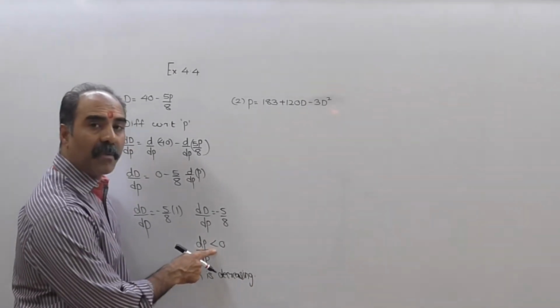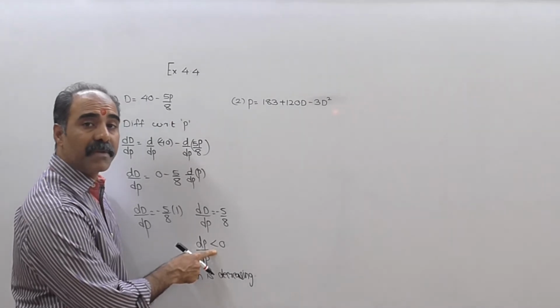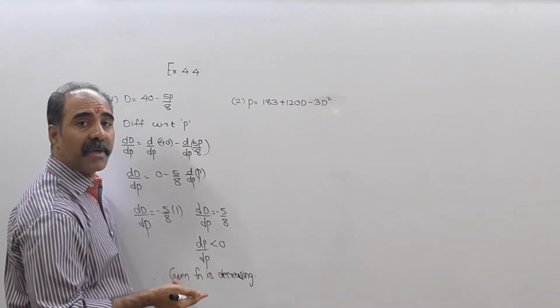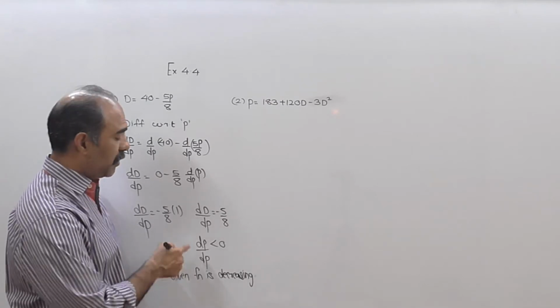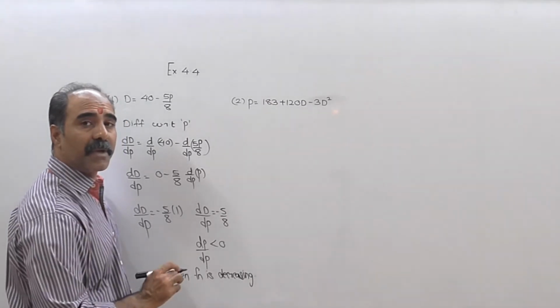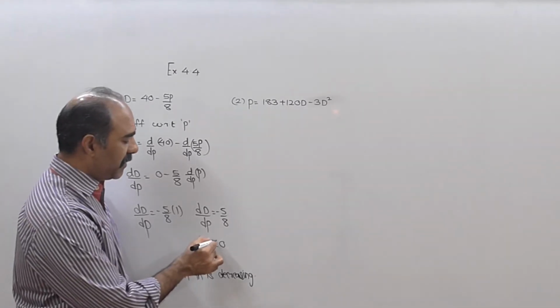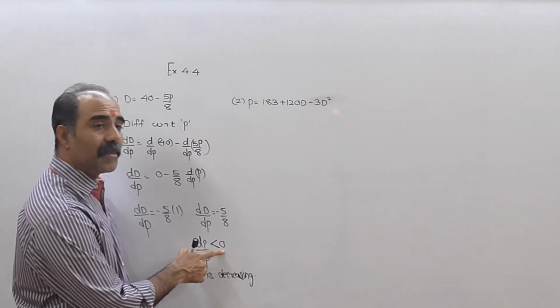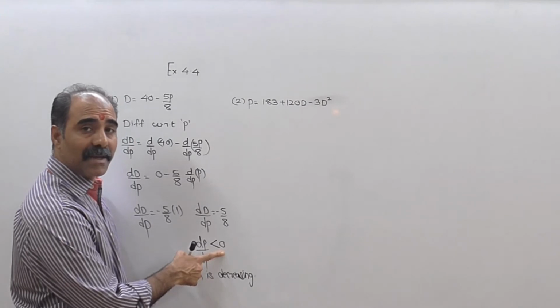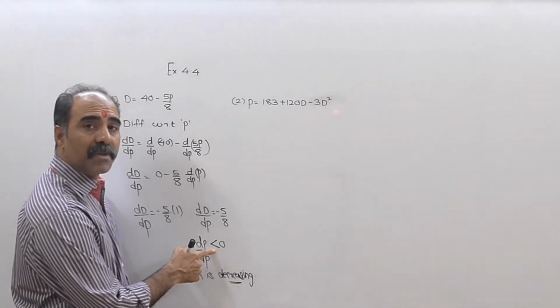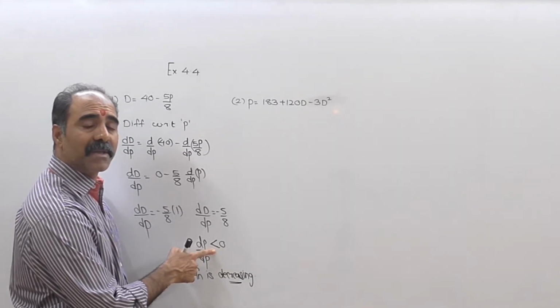If this derivative would have been greater than 0, then you could have said that the function is increasing. See, derivative is f dash of x. You write f dash of x, or you write dy by dx, or you write dD upon dp. For that matter, anything will do with regard to derivative. Only thing is, you have to find the derivative and examine the answer. If the answer is coming as less than 0, function is decreasing. And if the answer is coming as more than 0, you have to just comment that the function is increasing.